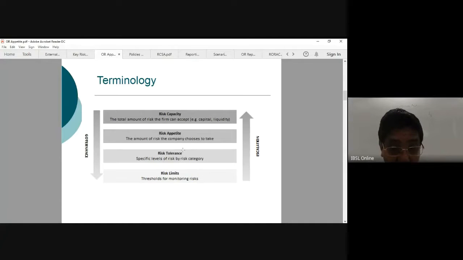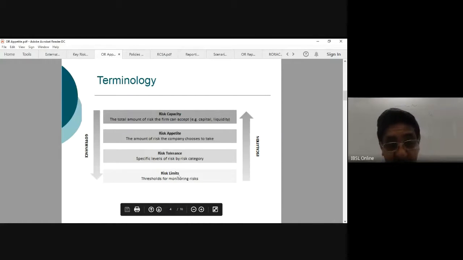Now the thing is a little different here. Here, risk tolerance means the specific levels of risk by risk category. In order to monitor risk, thresholds should be there, but those limits have to be lower than the risk tolerance even.